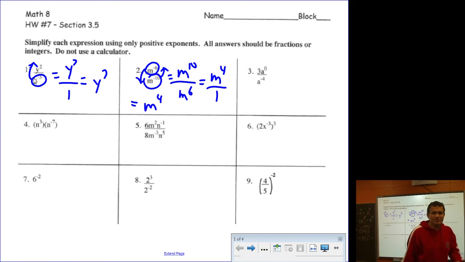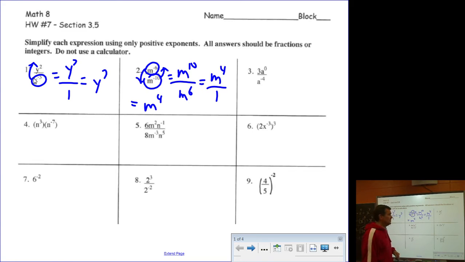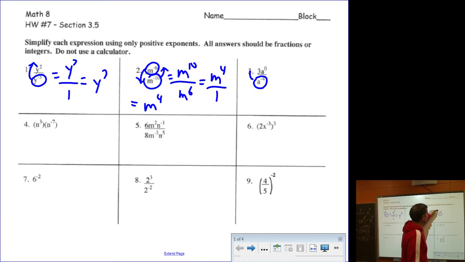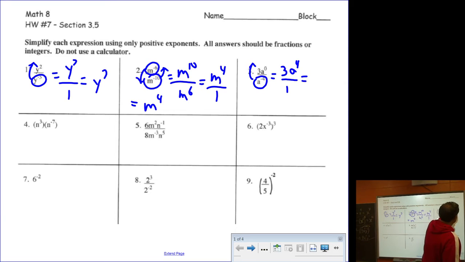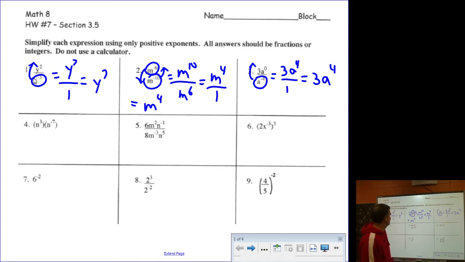In the third one, the first thing I see is that there's 4 a's on the bottom that need to move to the top. There are currently 0 a's on top, so that is going to give me 3a to the 4th on top, and the only thing left on the bottom is the coefficient 1. And again, a better way to write that is just 3a to the 4th.